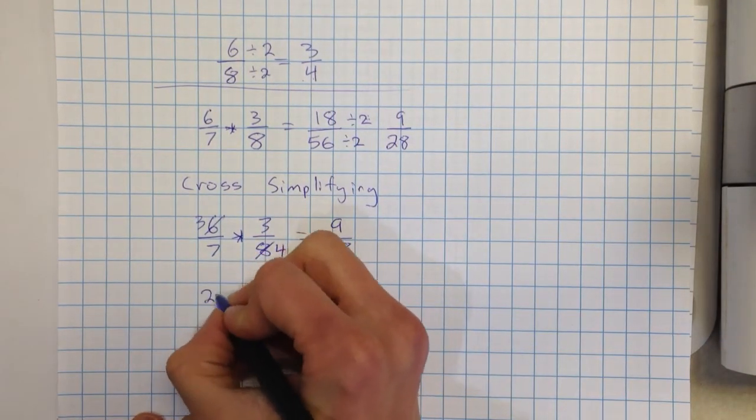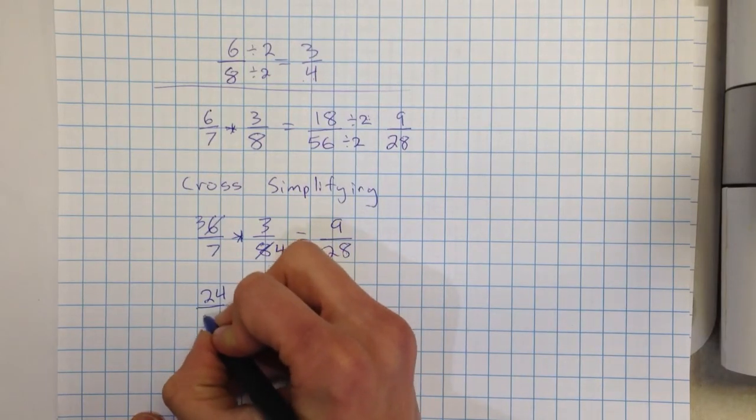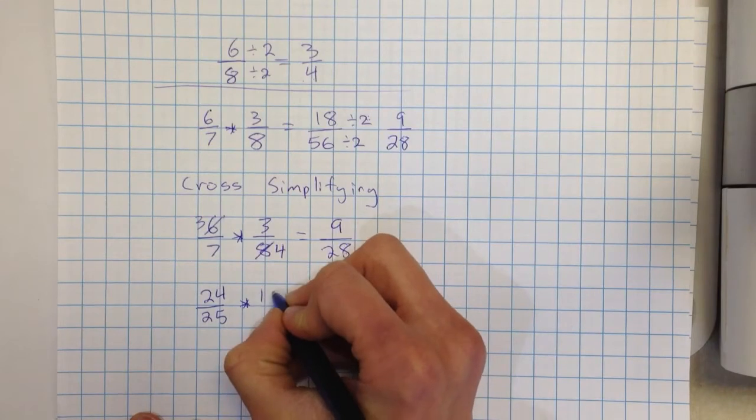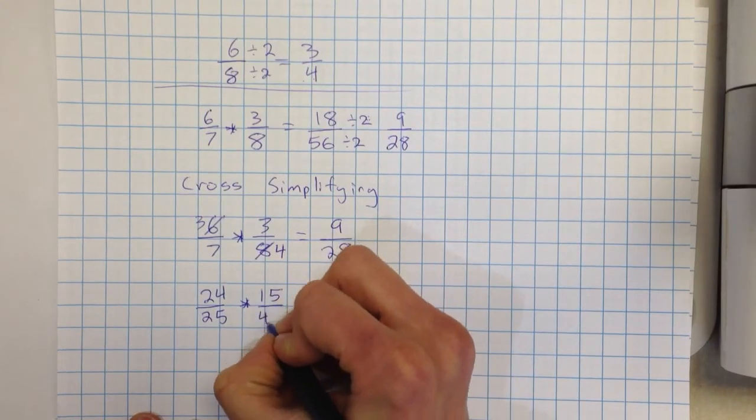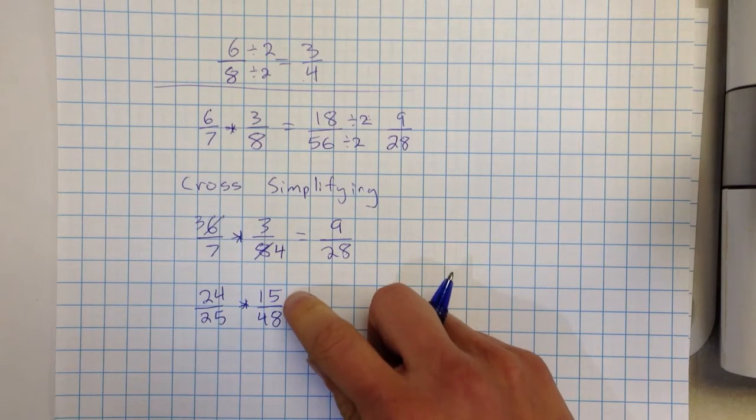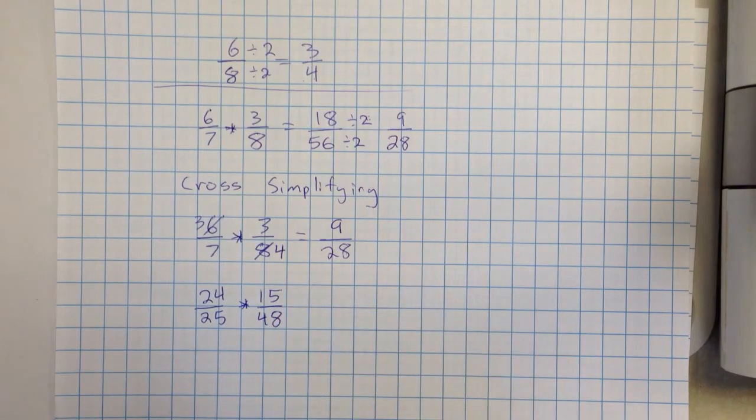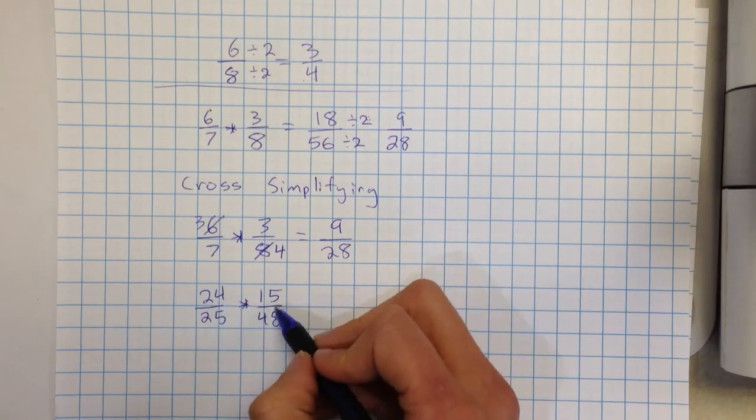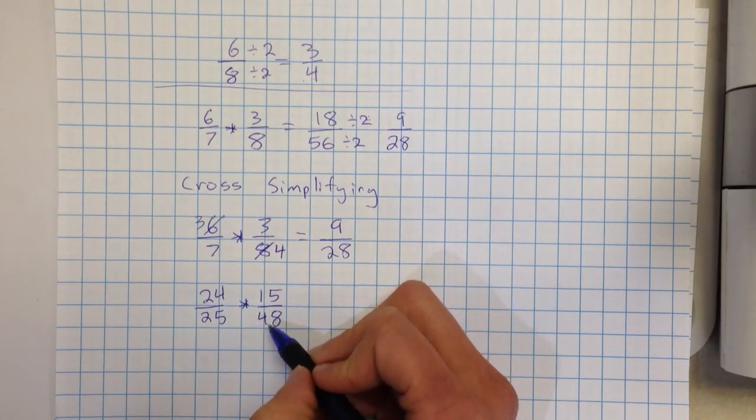So if you had 24/25 and you are multiplying that by 15/48. Now we might be able to look at this and say, oh, I could actually divide 15 and 48 by 3. But let's say you didn't notice that. And it's time to multiply these numbers. Now these are big numbers. Your simplifying at the end would take a long time.